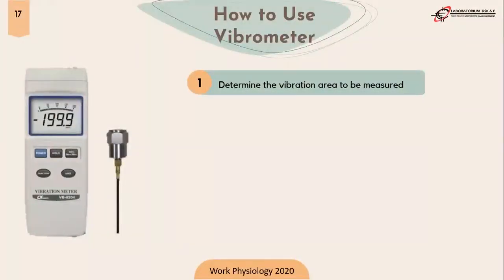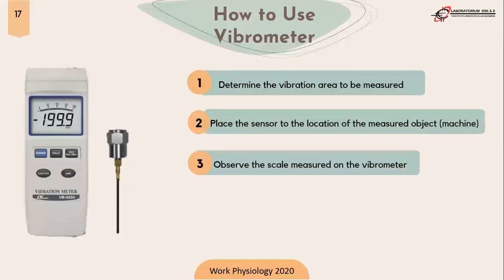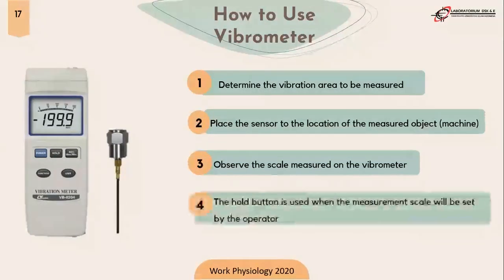Actually, in the OSH laboratory, there is a real vibrometer like the picture that you see on your screen, but because of this pandemic we can't try it directly, so don't be sad because I will let you know how to use it, okay? First, determine the vibration area to be measured, and second, place the sensor at the location of the measured object or machine, and third, observe the scale measured on the vibrometer. Then the last is to hold the hold button when the measurement scale is set by the operator.